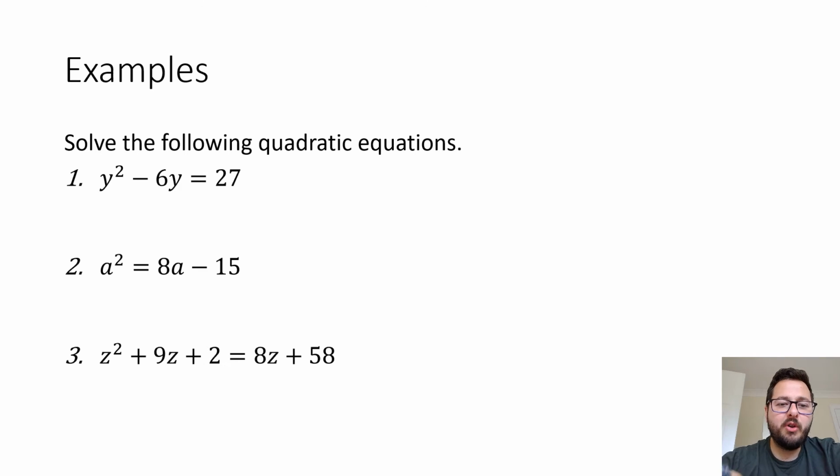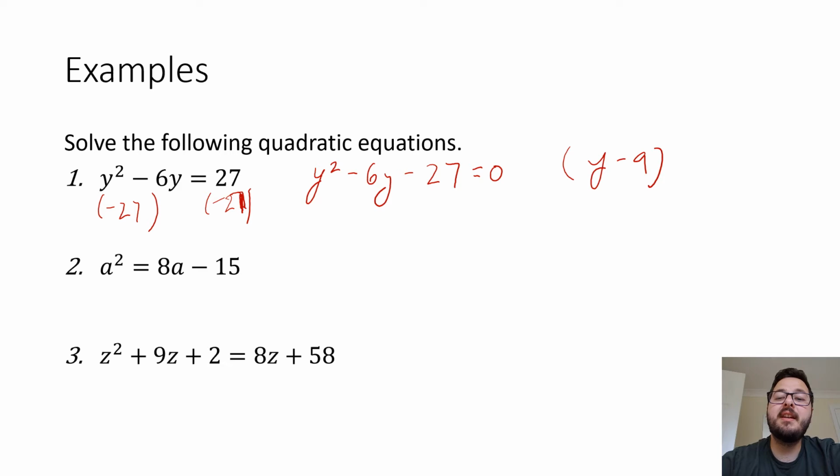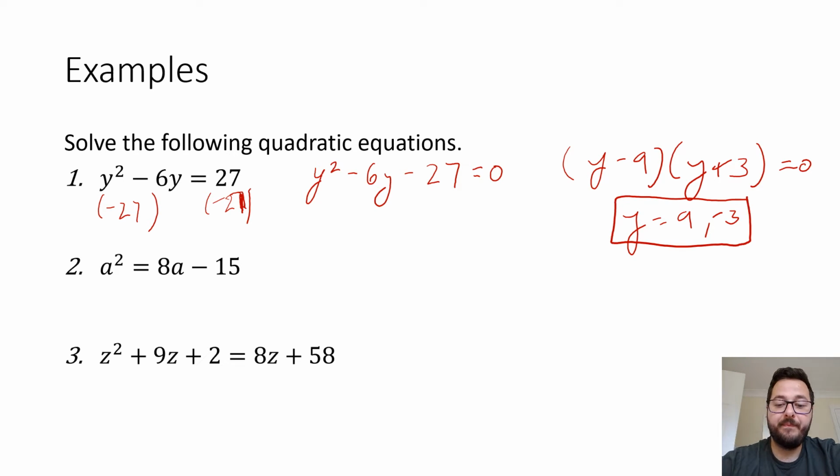Alright, so the first one, we just want to get rid of this 27. So let's take away 27 from both sides. So we're going to be left with y squared minus 6y minus 27 equals 0. That will factorise to, is that going to be minus 3? No, minus 9 and plus 3. So y minus 9, y plus 3 equals 0. Swap the signs, you're going to get y is 9 or minus 3.